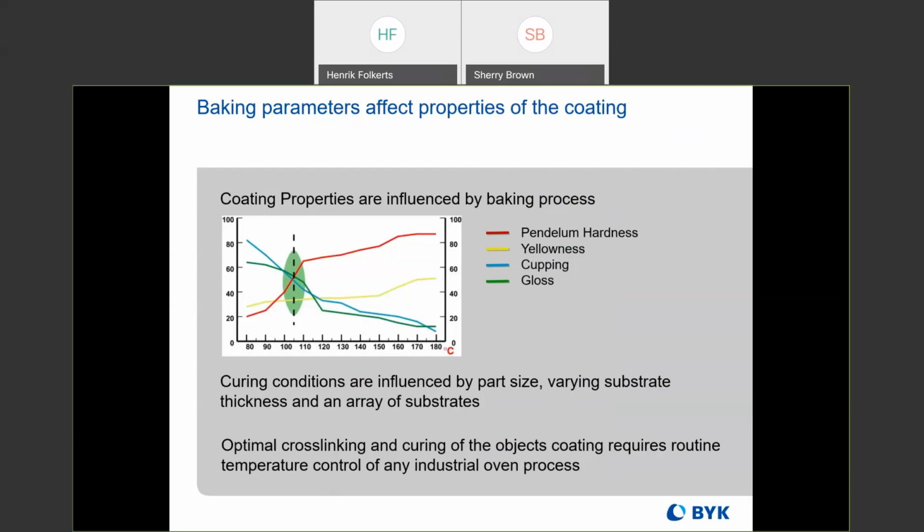achieve the right cure. You don't want to over-cure or under-cure your coating. You want to achieve just the right cure to achieve all the properties that you want in your coating. So curing conditions can also be influenced by part size and things like substrate thickness and the type of substrate, the heat capacity of a particular substrate and things like that. And so optimal cross-linking and curing of your product requires routine temperature control of the industrial oven process.